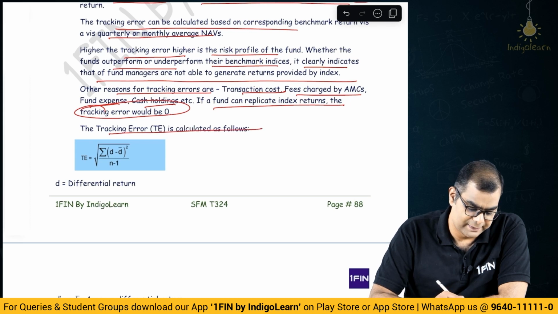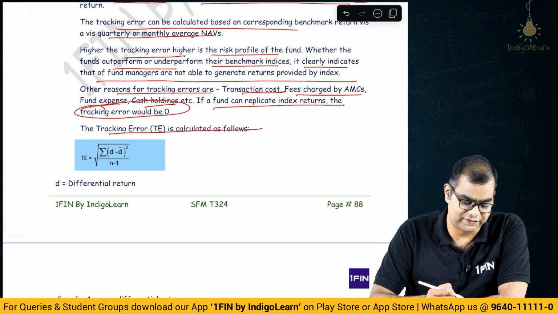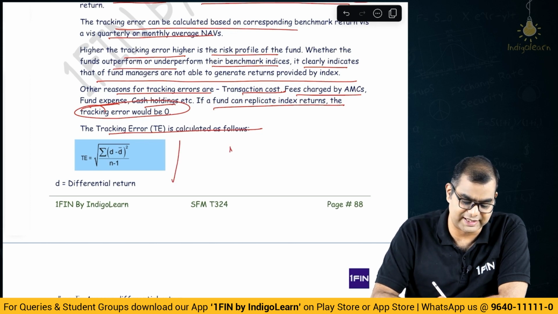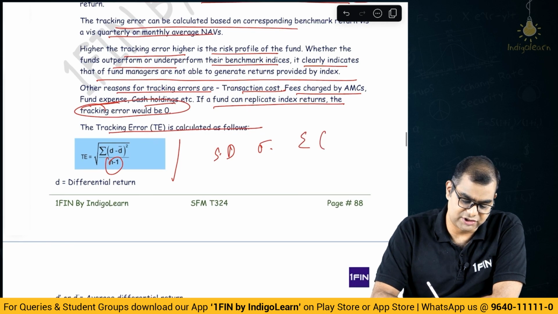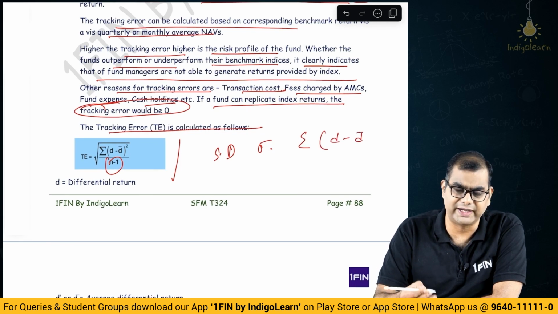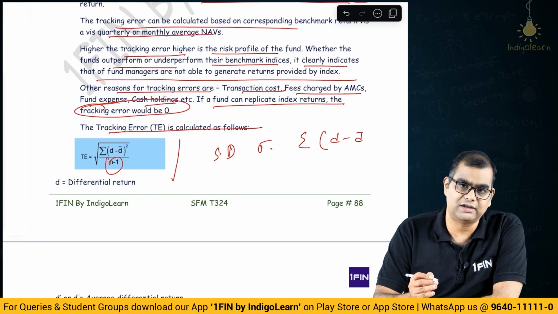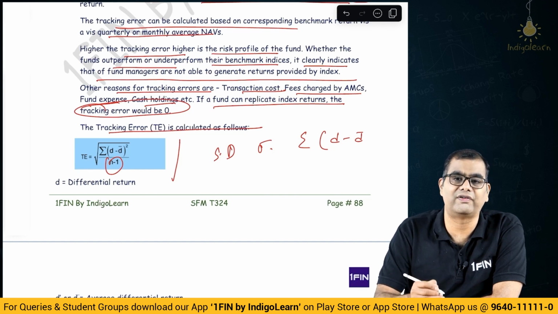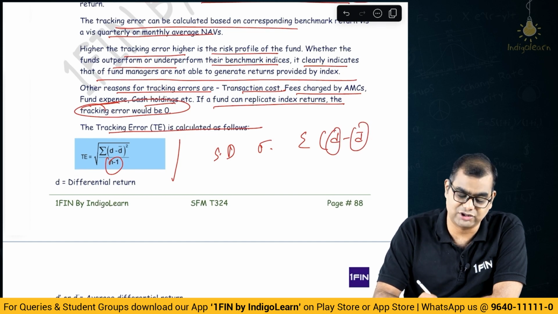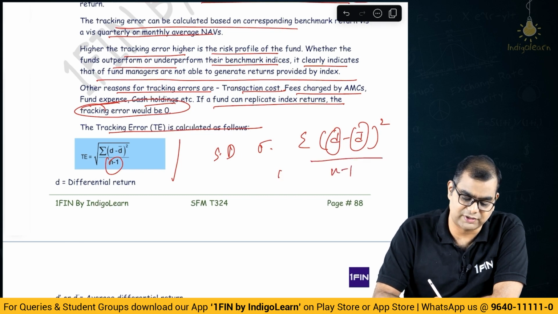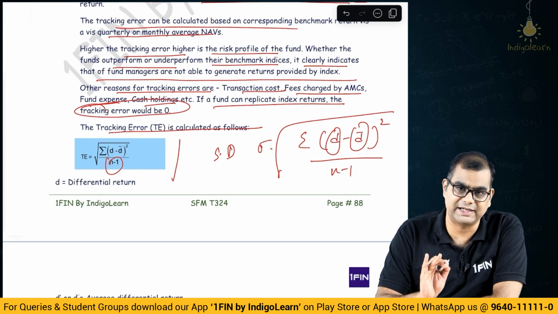Tracking error is calculated as the square root of the sum of the squares of differential return minus the mean of differential return, divided by n minus 1. So basically this is your standard deviation formula. Standard deviation where you have a sample, so it is divided by n minus 1. Right. So every day you see the deviation in the return of the fund versus the index that it is tracking, and you take daily deviations and then compute the average of deviations, take daily deviation minus average of deviation whole square, sum all of it, divide by n minus 1 and take a square root of it. So basically this is a standard deviation formula, right?